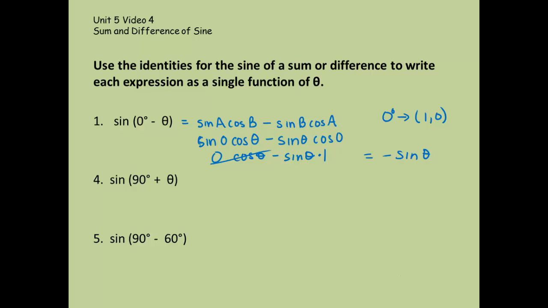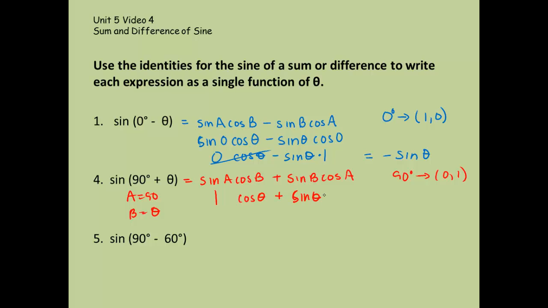The sine of 90 plus theta degrees. And for this one, again, I'm going to start by writing it out. So I have the sine of A, the cosine of B, plus the sine of B and the cosine of A. 90 degrees is located at 0, 1. So if I start replacing this, A is 90 degrees and B is theta, then the sine of A is 1, the cosine of theta, plus sine of theta, and the cosine of A, which in this case is 0, which makes this part cancel out and it simplifies down to just the cosine of theta.